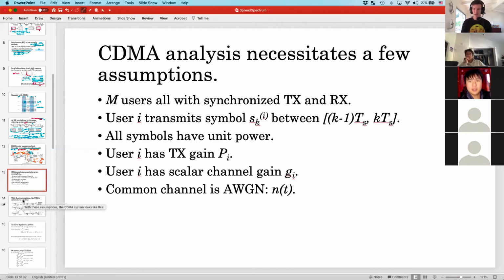So CDMA played a major role. It was the technology du jour for 3G mobile telephony. But once we were able to get FFTs fast enough to facilitate OFDM, that's why the tech was switched from CDMA in 3G to OFDM or OFDMA in LTE. Okay, but yes, we will talk about CDMA.